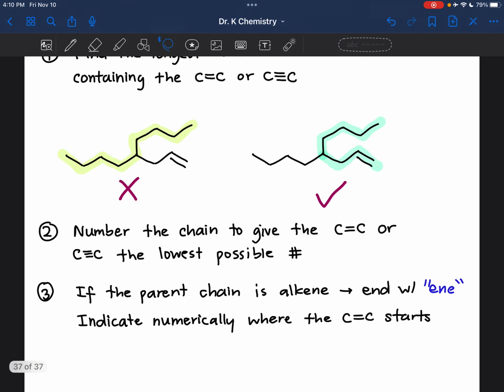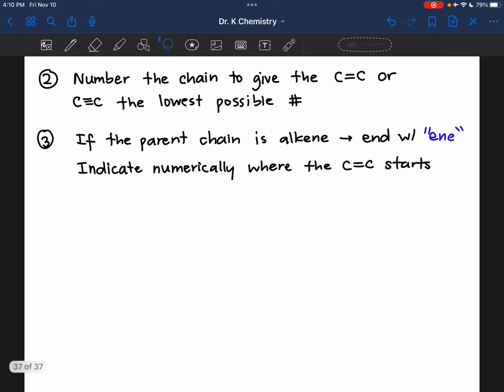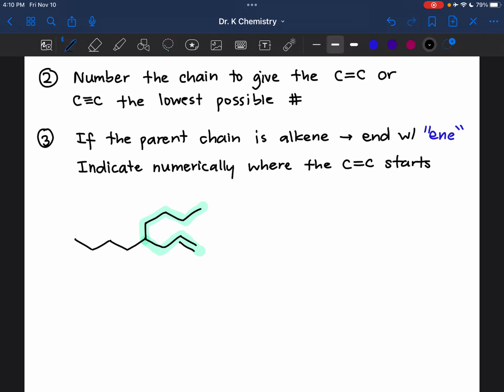And let's actually take that molecule that we looked at up top and go ahead and name it. Okay, so I'm going to start by numbering the chain, and I want to number it in such a way that the double bond gets the lowest possible number. So I'm going to start on the left, and then I'm going to continue up.